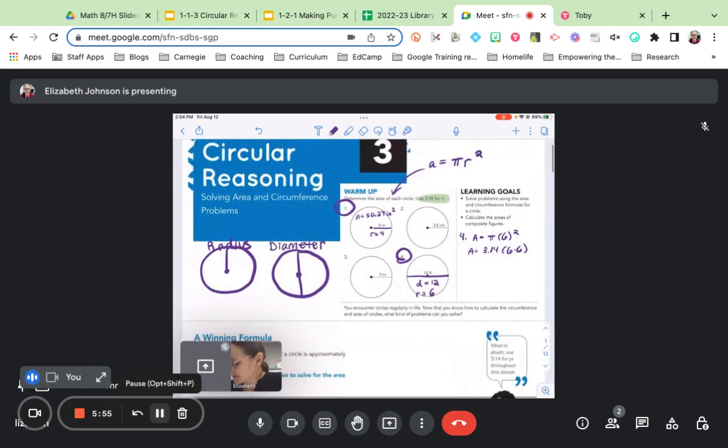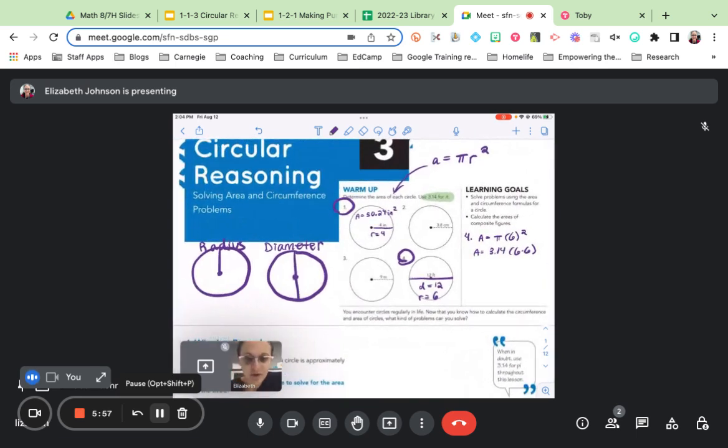Before we get started with the lesson, I just want to take a minute to go over our learning goals for the day. We are going to be solving problems using the area and circumference formulas, and we're going to be calculating the area of composite figures, and we'll talk about what those are in just a minute.